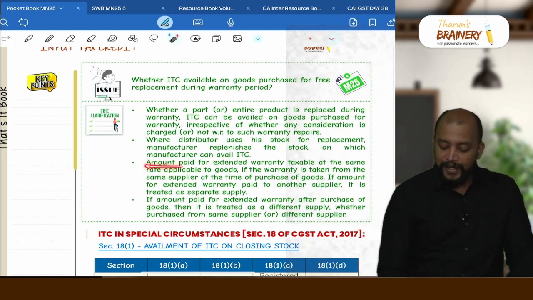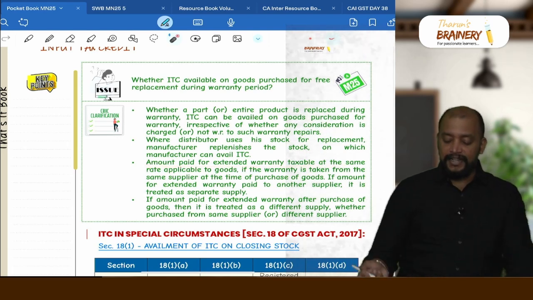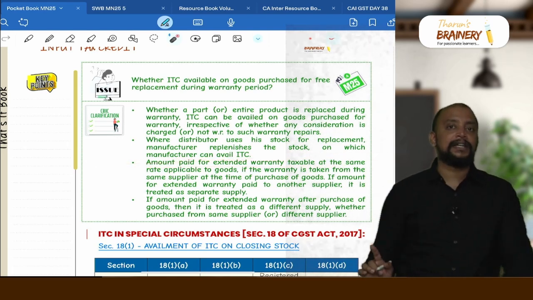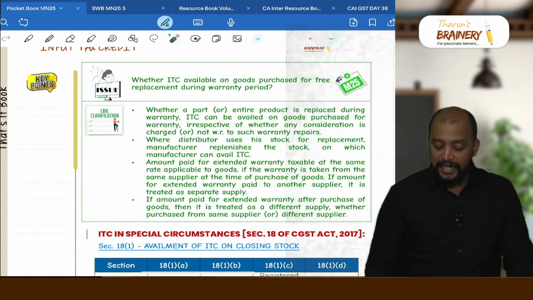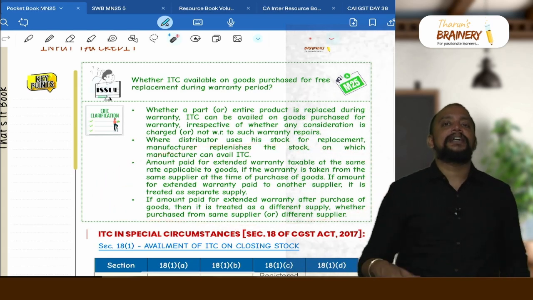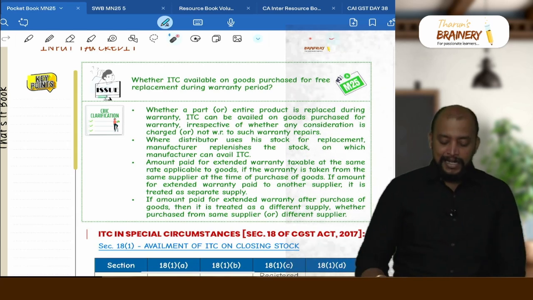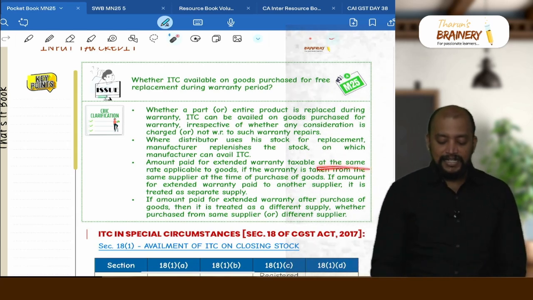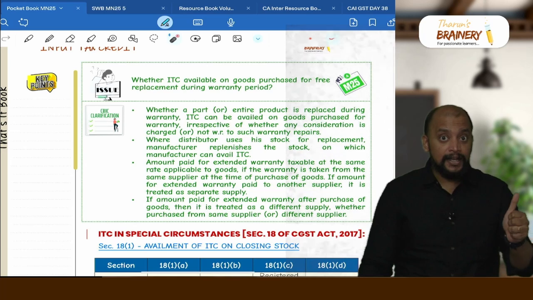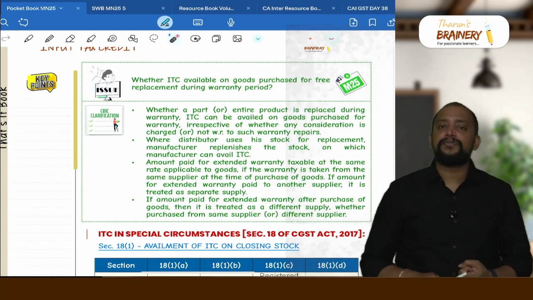Then next, amount paid for extended warranty. This is another part. The first part is related to warranty, that is replacement of parts during warranty. The next one is amount collected for additional warranty. What is the treatment of amount collected for additional warranty? So the amount paid for extended warranty is taxable at the same rate applicable to goods, when it is collected at the same time at which the goods are sold.